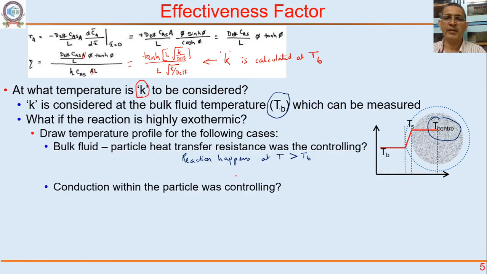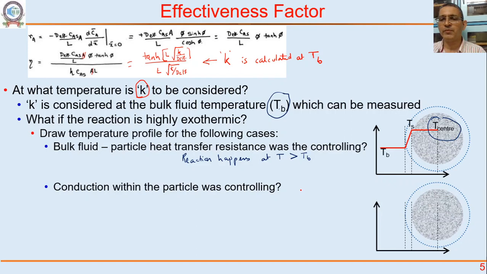Think further. If conduction within the particle was controlling, how would the temperature profile look? If external heat transfer resistance is negligible, then whatever heat is generated would slowly get conducted away. Rate of conduction is controlling. Rate of conduction is slow. So there will be a strong temperature gradient inside the particle. This is how it will look.